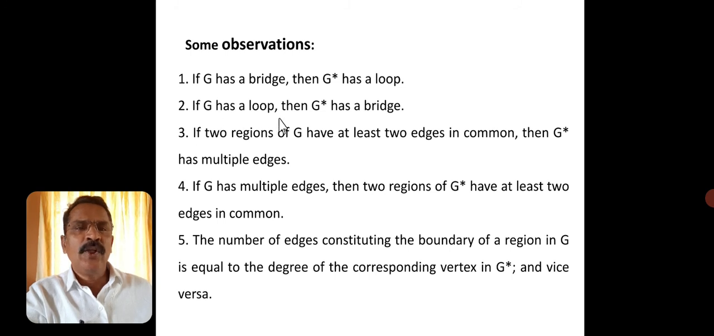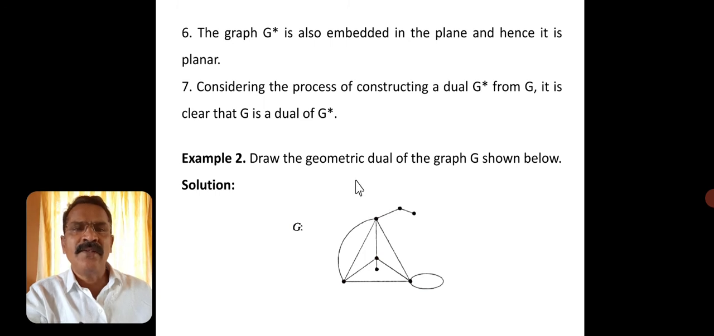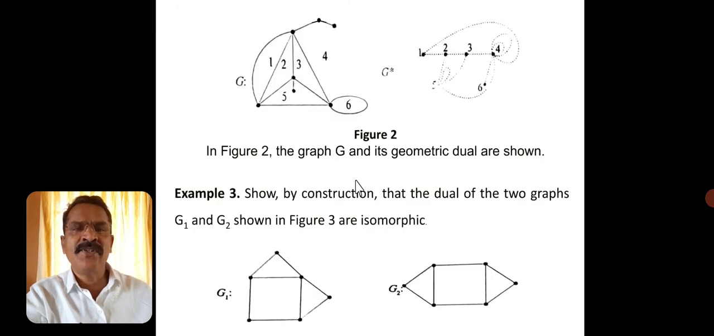If G has a loop, then G star has a bridge. So that you have to remember. If you consider any loop in G, for that loop you have to consider a bridge in G star. Okay. So with this observation, we can try to find the geometric dual of the graph G.